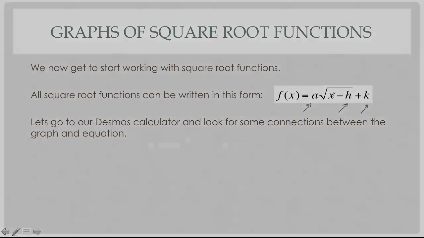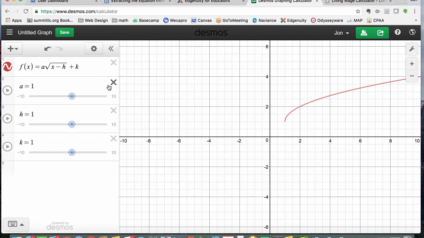So let's go back to our Desmos calculator. All right, here we are. I've got some sliders in, and I'm going to start with leaving a as 1. I'm going to put h as 0 and k as 0. And let's look at the very basic function.